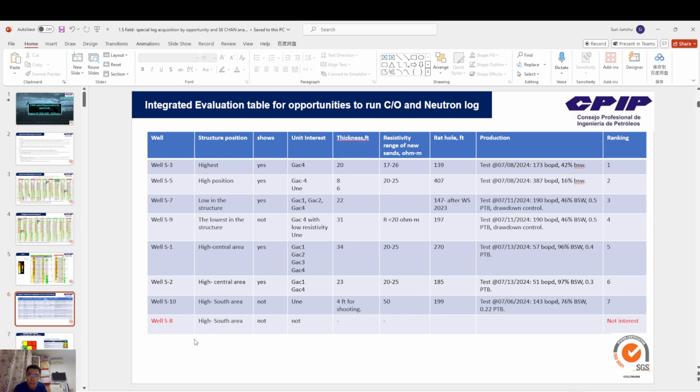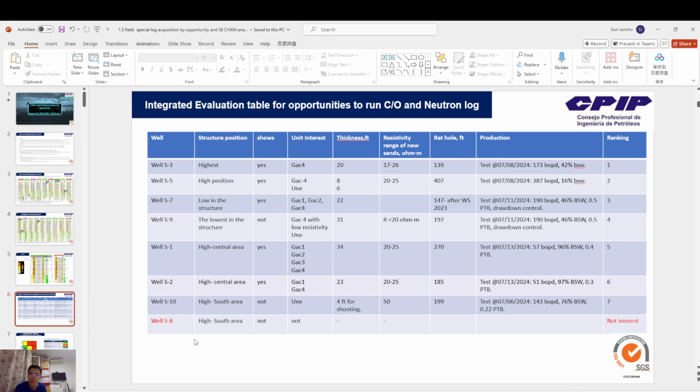New sands include Gadget 1 to Gadget 4, together 34 of thickness. Resistivity around 20 to 25 and rathole 270 feet. The latest production is 57 barrels per day with 96 BSW. PDP around 0.4.